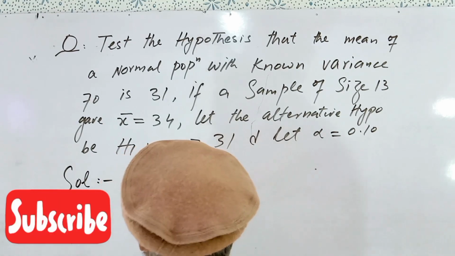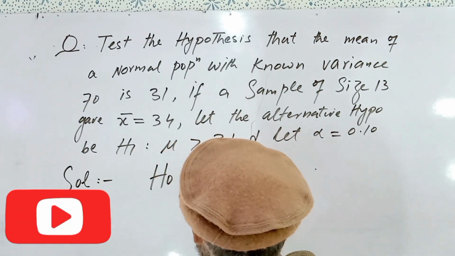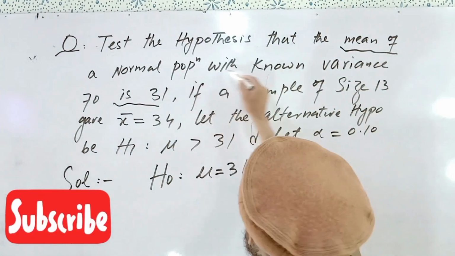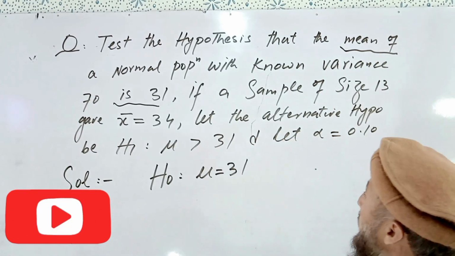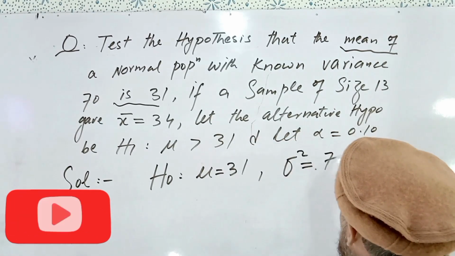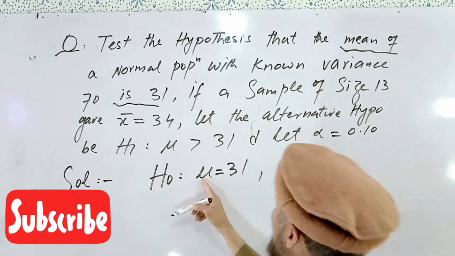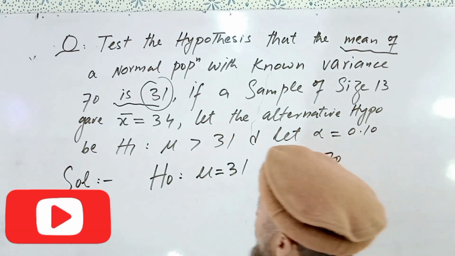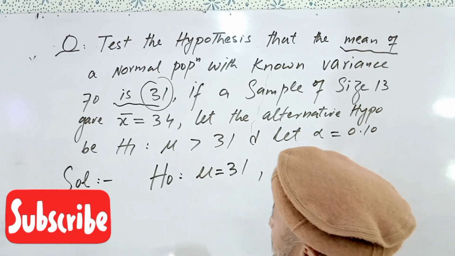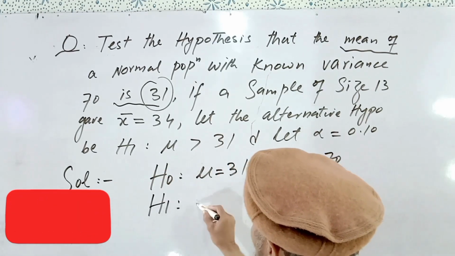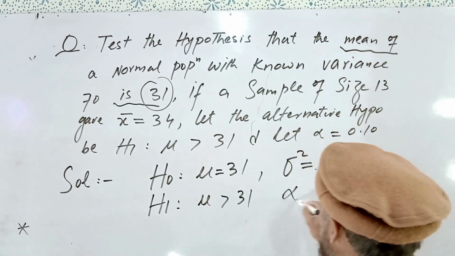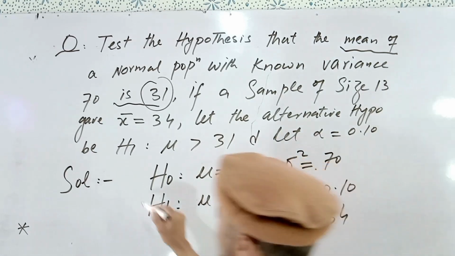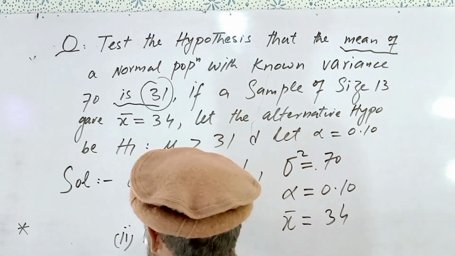H naught: mu is 31. We are testing that mu is 31. That is already given: the mean of a normal population with known variance 70. The null hypothesis is that the mean of the normal population is 31, and we want to test this hypothesis. H1 is mu greater than 31, the level of significance is 0.10, and the sample mean is 34. So this is the first step, already given, and the second step is the level of significance.